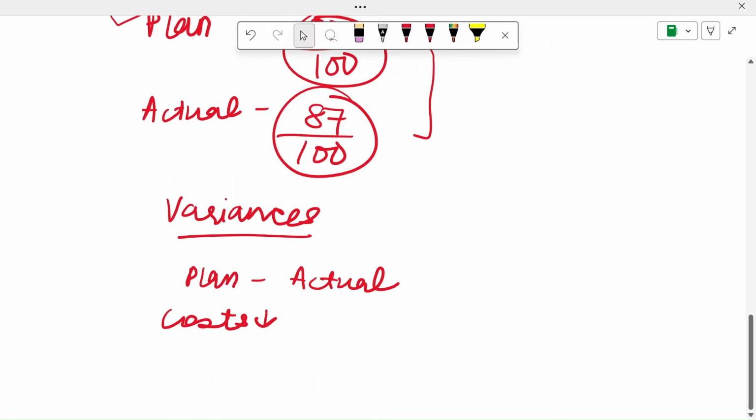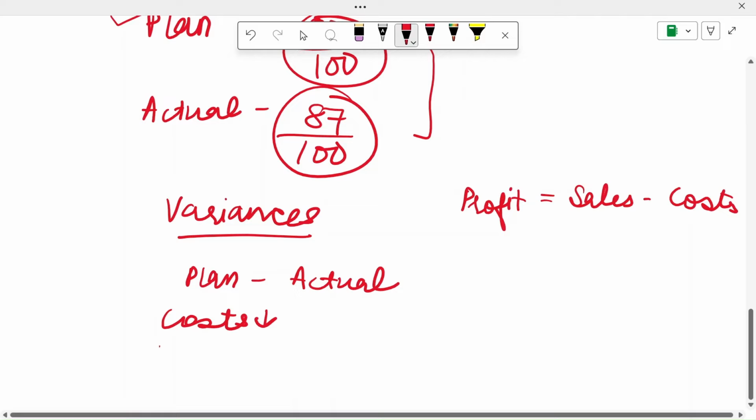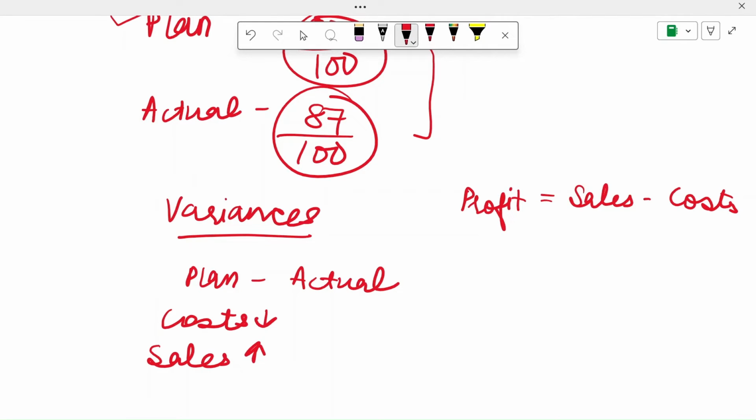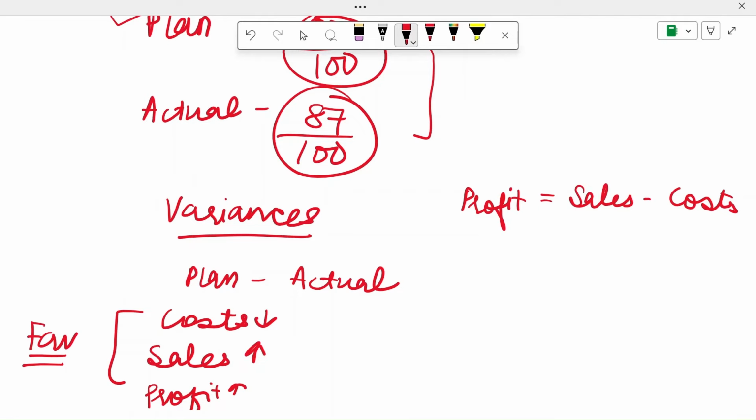businesses actually work for profit. And how do we calculate profit? Profit is nothing but your sales minus costs. So what is going to be good for my business? Either I bring my sales up or I bring my costs down. The main point is that my profit should go up. That will give me a favorable variance. A good variance is called favorable variance.